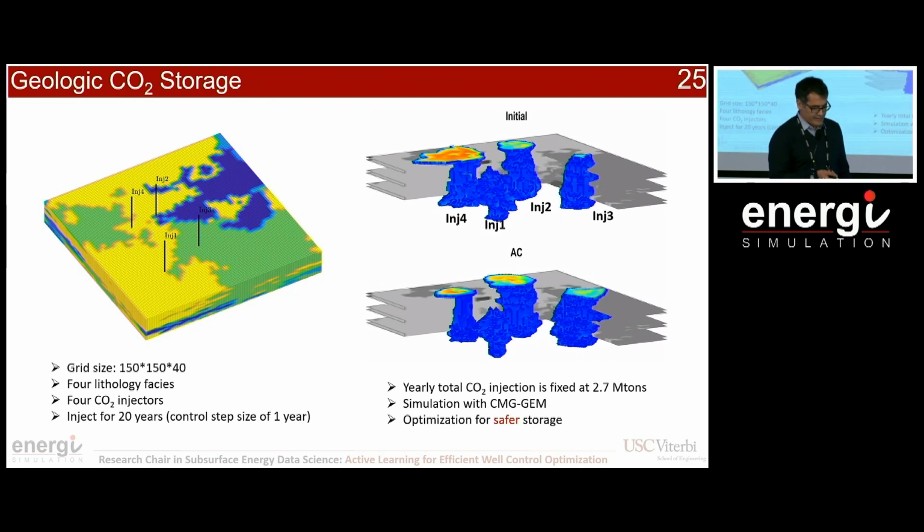So this is an example showing an application of this active learning approach, where the top part on the right-hand side is showing the saturation when you have a uniform injection into these 4 wells that we have. And then the bottom part is trying to minimize the free CO2 in the formation, and the results that you see are basically trying to minimize the CO2 under the cap rock.